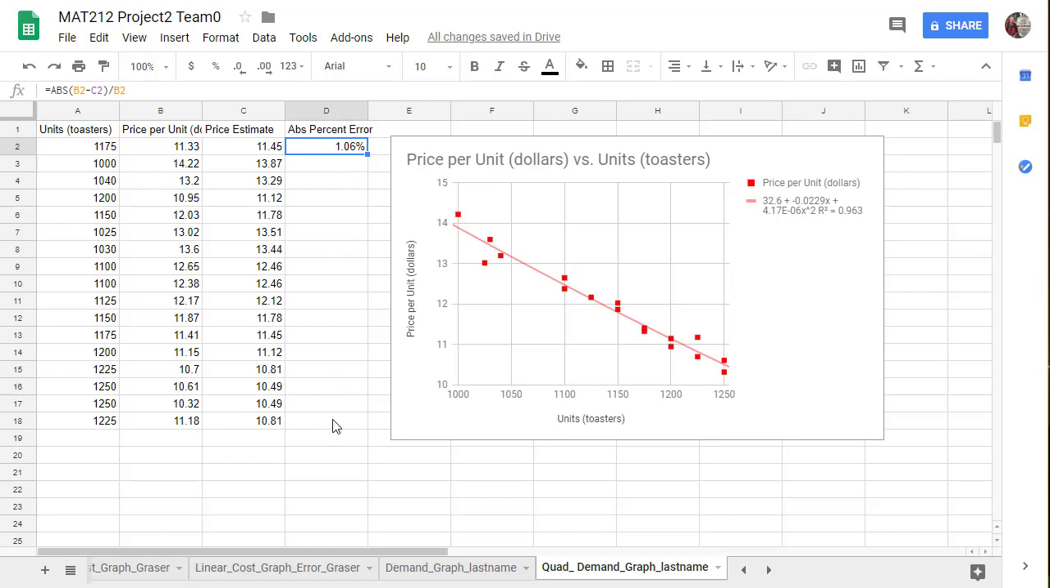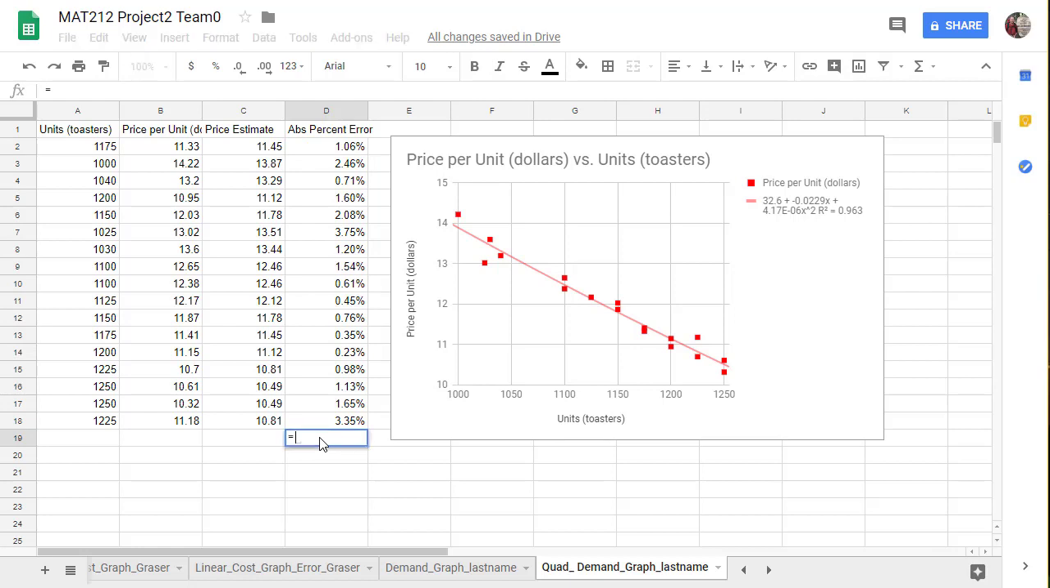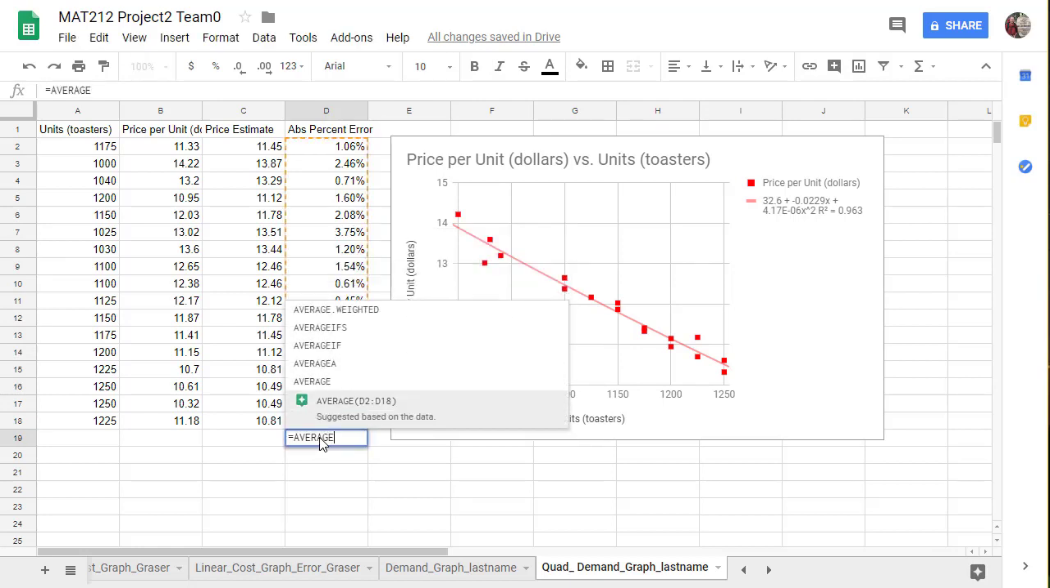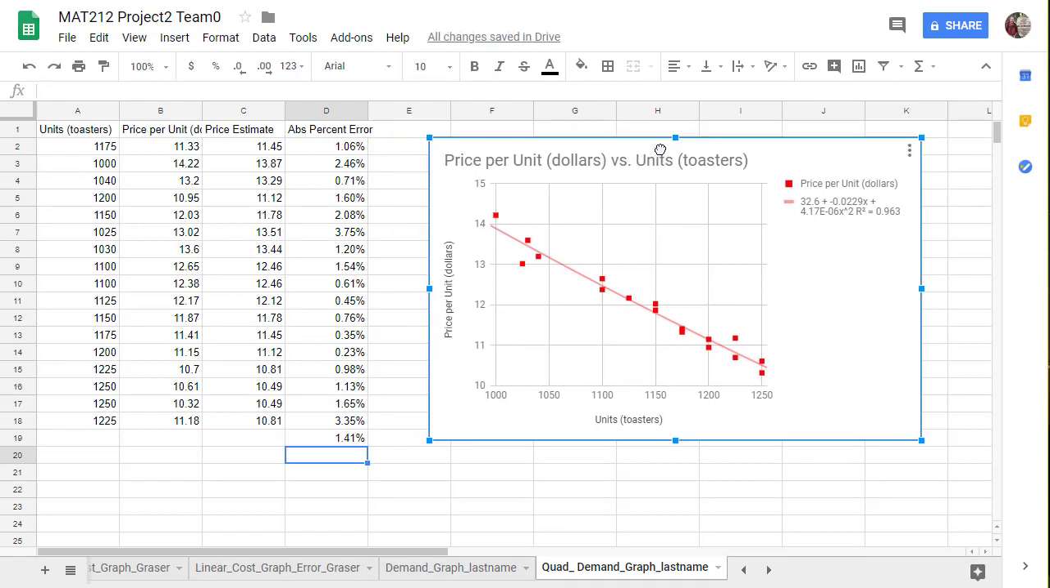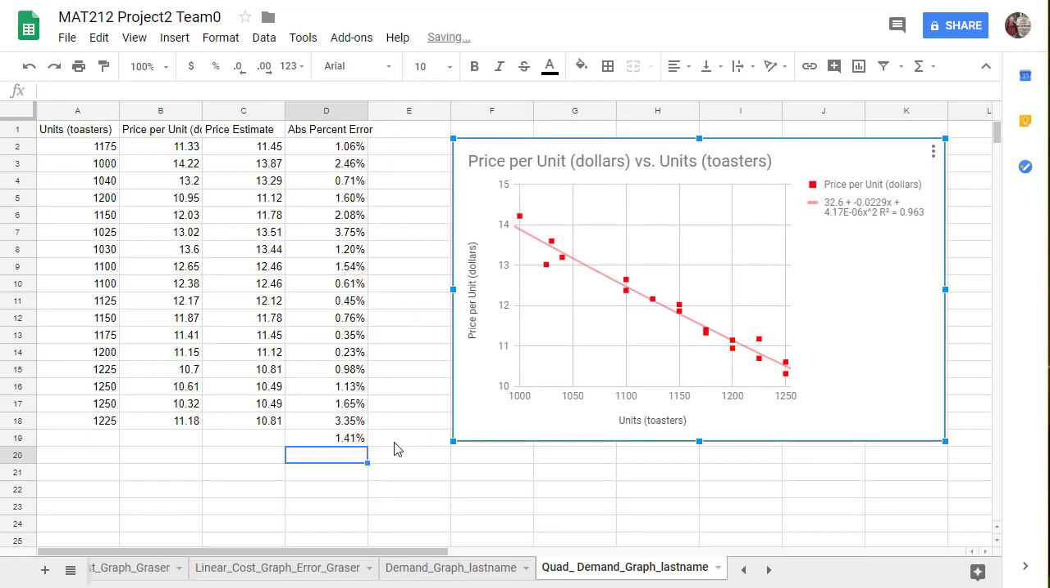To do that to all the cells below, grab the fill box, drag it down, and notice there's some not larger percents here. There's a 3.35, but there are also some pretty small ones in here too. Now let's do our average. So I'm going to say equals average parentheses. Click on the first cell while holding your mouse button down, drag it. That selects everything. End your parentheses, hit enter. So what that tells me is on average, I'm missing those points by 1.41%.